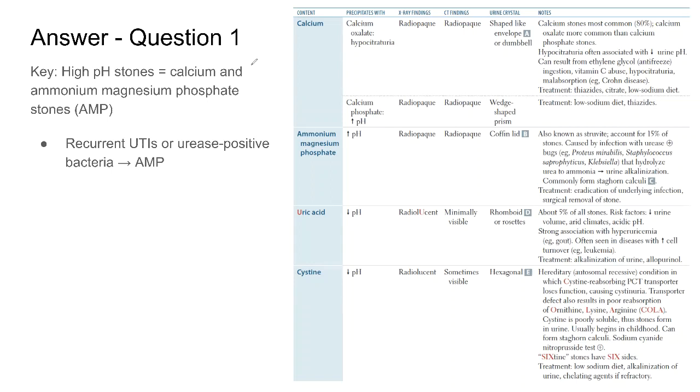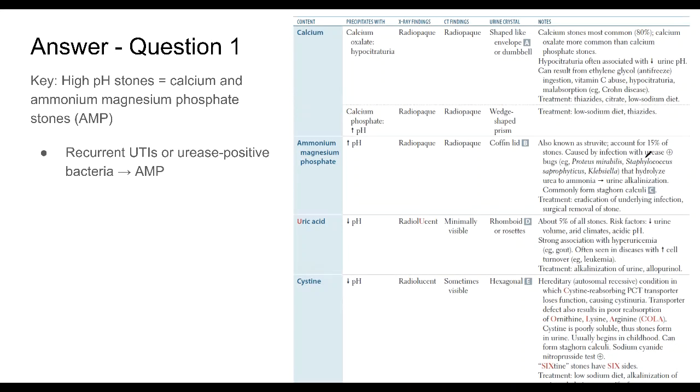So I'm going to circle it. Remember the infection by urease positive bugs. You have to remember these three: Proteus, Saprophyticus, and Klebsiella. Those are the three key ones.